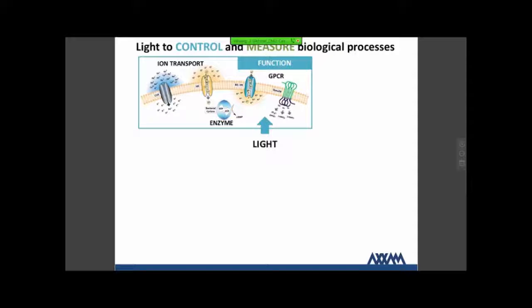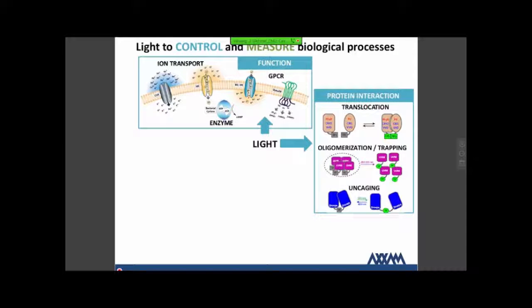So now I just want to summarize which are the main optical tools which have been described and validated so far. In particular, we have many optical tools which are also called light actuators. They are proteins which can be activated by light, and then they can induce a biological response. And we also have proteins which can sense and measure a cellular perturbation, and they can change their light emission. So, for example, there are proteins which are activated by light and induce a function, for example, an ion transport, an enzymatic activity, or a G-protein coupled receptor signaling.